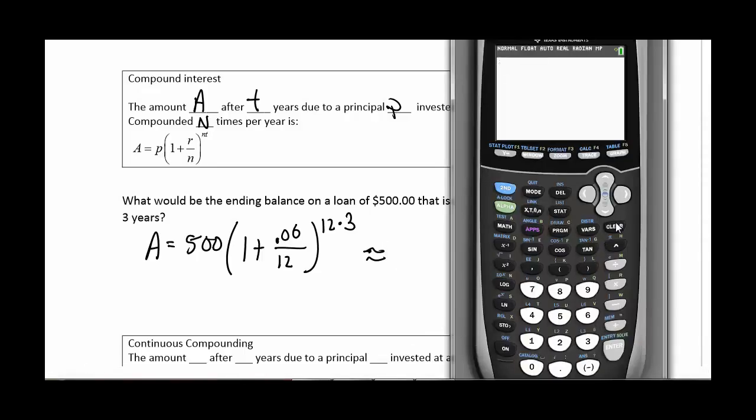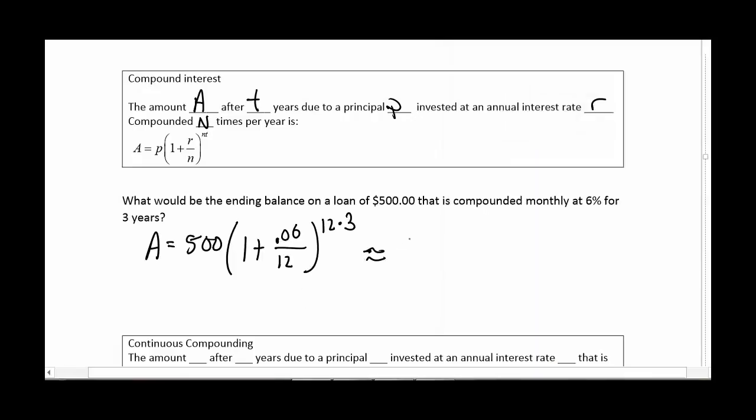Okay, so that's what I'm going to type in my calculator. All right, so let me clear out the last problem here. So we have 500 times parentheses 1 plus 0.06 divided by 12. Then we're going to close that, but we're going to raise that to the 12 times 3 power. Okay, and then I'll hit enter. And I get $598.34. So I almost made $100 just by having them look at the account over and over again.